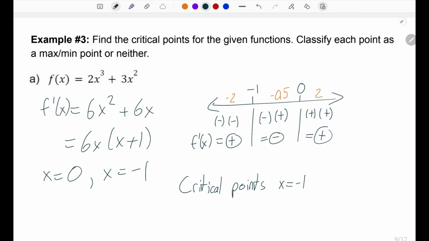X equal to -1, x equal to 0, and we want to classify these using that first derivative test. So now let's look at our derivatives. We have a positive derivative to the left of -1, which means we're going upwards, and then it's going downwards. Well, look at what I just drew. I just drew kind of a curve that would be going like that, which would be a maximum. So what I can say at -1, it is a local max.